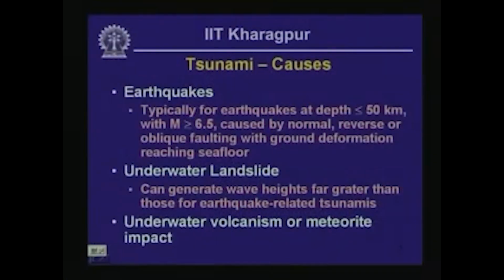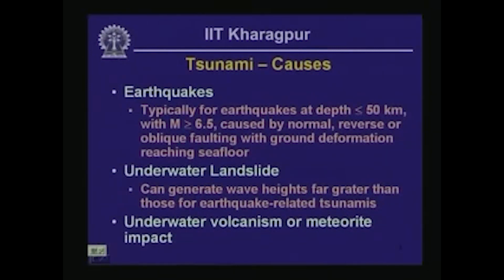As is shown here, tsunami can be caused by earthquakes, underwater earthquakes. In this case, typically the earthquakes need to be shallow events that occur at a depth of less than 50 km from the ocean floor, and it is also required that the magnitude of the earthquake is greater than or equal to about 6.5. Typically, the tsunami waves are generated by normal, reverse or oblique fault breaks with ground deformation reaching the seafloor. You need to have a disturbance caused right at the seafloor in order for the tsunami wave to generate.